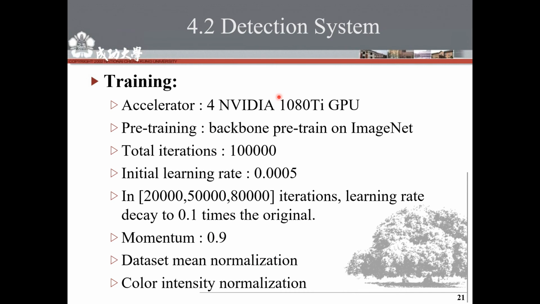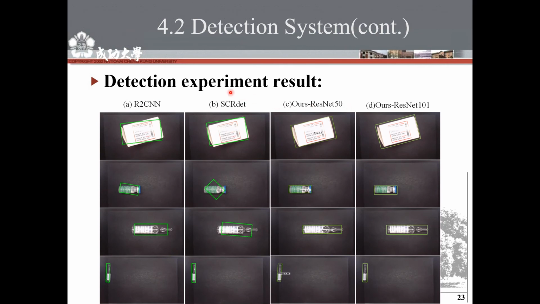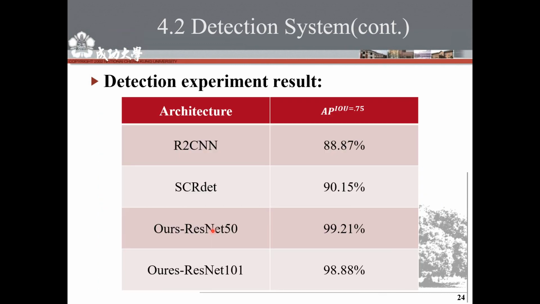And those are the parameters of our experiment, including accelerator, pre-trained model, iterations, and learning rate. And we use average precision to evaluate our model. We compare with other algorithms, R2CNN and SCRDet, and we can see some errors in those algorithms. Some are angle and bounding box errors.